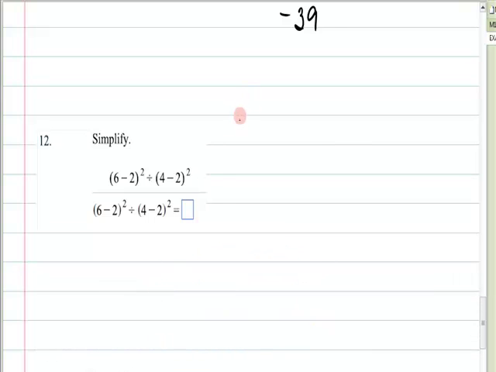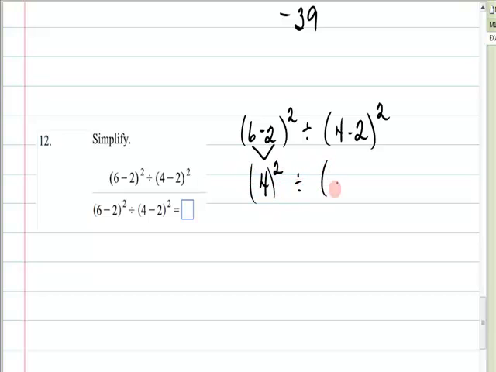Number 12. I have parentheses, 6 minus 2, close parentheses, squared, divided by parentheses, 4 minus 2, close parentheses, squared. Order of operations tells you to do what's in parentheses first. And I have 2 sets, so I'll do the one on the left first. 6 minus 2. Well, we don't need any high-powered rules to know that that's going to be 4. So I'm going to have 4 squared divided by 4 minus 2 squared.